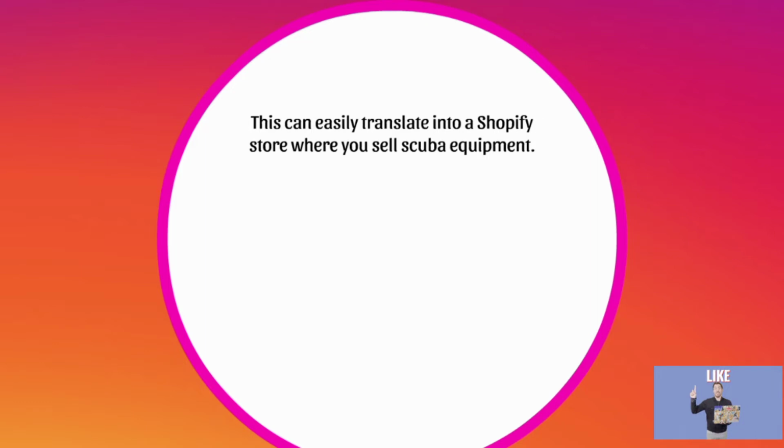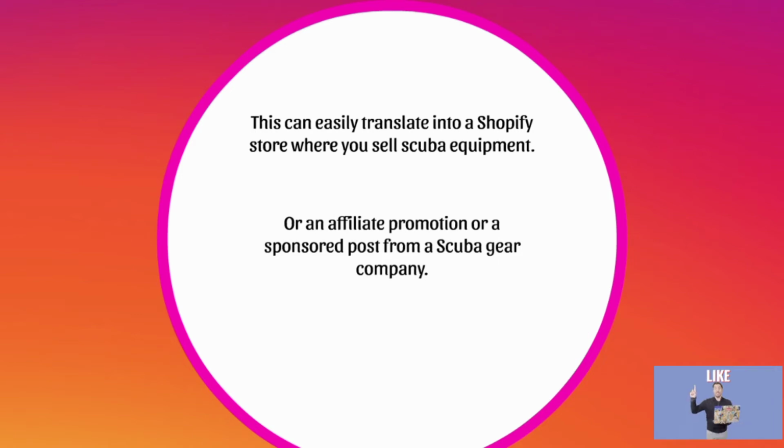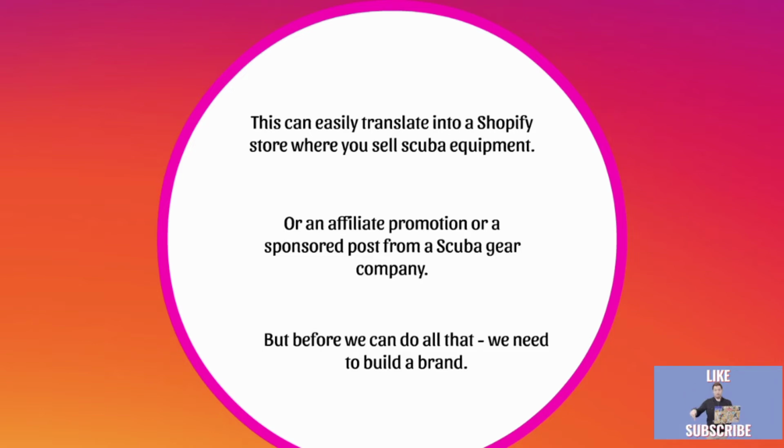You get to indirectly sell things, because at the end of the day, people are going to want what you have. They feel, okay, if I have the same software tools, or the same tools or equipment that you have as a scuba diver, or as whatever you're trying to do as a lifestyle brand, they're more likely to buy it, right? So it can be a Shopify store, it can be an affiliate promotion, it can be a sponsored post from a scuba gear company, which we'll talk more about later down the road. But before you can do all of that, you need to have a brand. You need to have the ability to create a lifestyle, right?